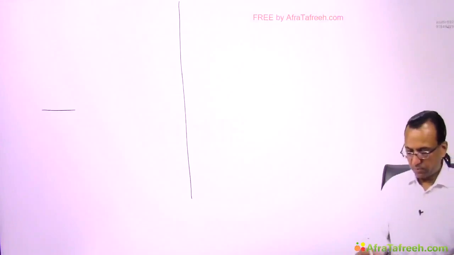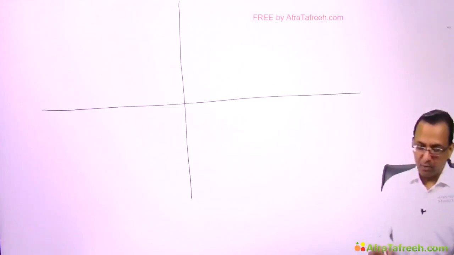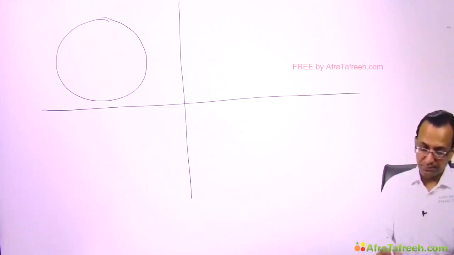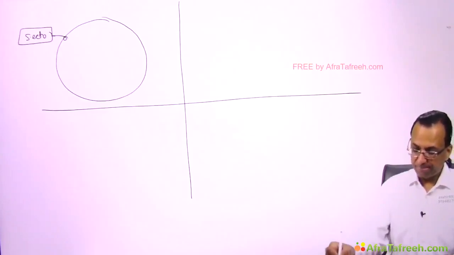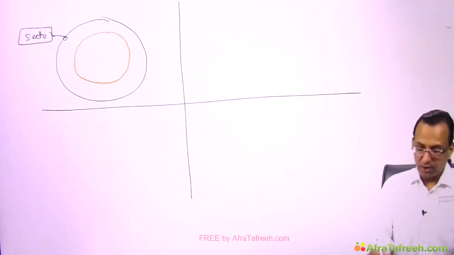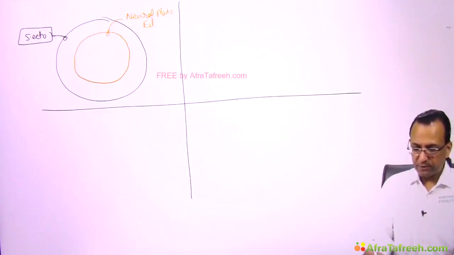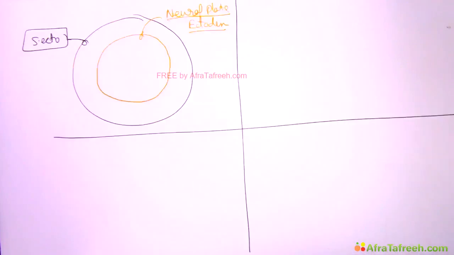What is this diagram about? This diagram is about the outer surface ectoderm and the inner neural ectoderm. So inner is neural ectoderm. Are you talking about neural plate ectoderm? Yes, neural plate ectoderm. So what is neural plate ectoderm doing?